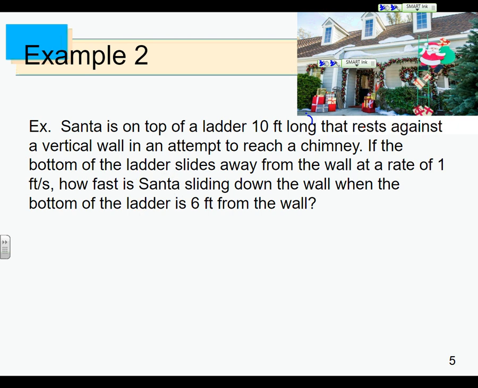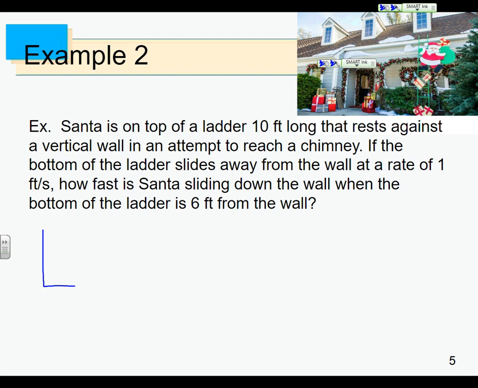Santa is on top. Oh, we still got some squiggles, don't we? Santa is on top of a ladder that is 10 foot long, and it rests against a vertical wall in an attempt to reach the chimney. If the bottom of the ladder slides away from the wall at a rate of 1 foot per second, how fast is Santa sliding down the wall when the bottom of the ladder is 6 feet from the wall?